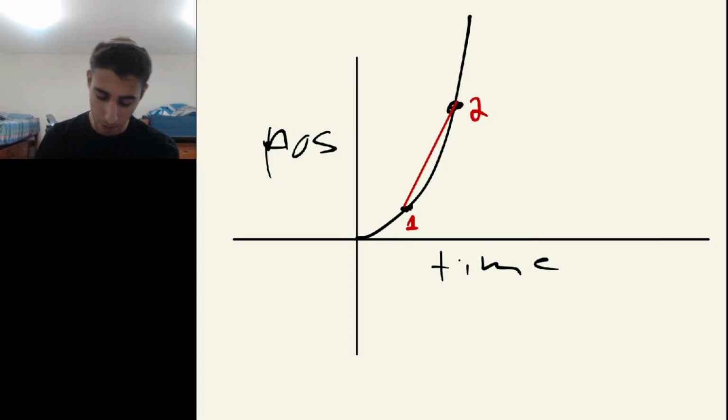Okay, great. So your average velocity is the slope of this line. Your actual velocity is the slope of the parabola at every moment. Your velocity at every moment is the slope of your position graph at every moment.